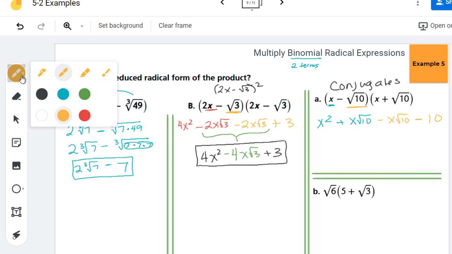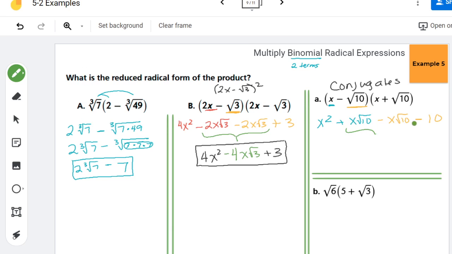All right, and then we got to combine our like terms, right? So I have x root 10 and negative x root 10. Those cancel each other out. They don't combine at all. They just undo each other. And so what am I left with? I'm left with the x squared and the minus 10. So notice when I multiply together conjugates with a radical in them, the radical disappeared.